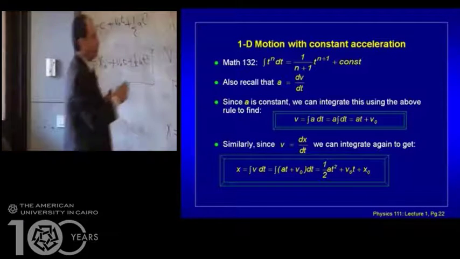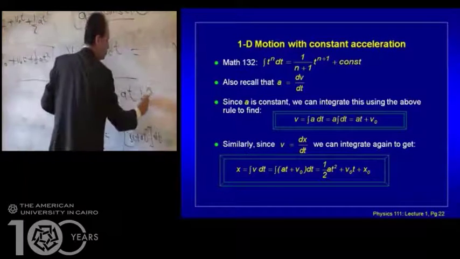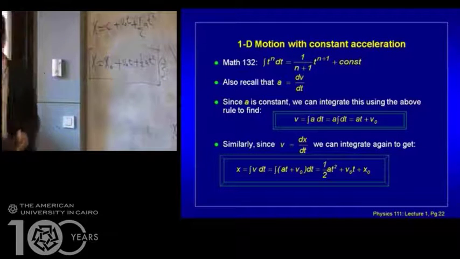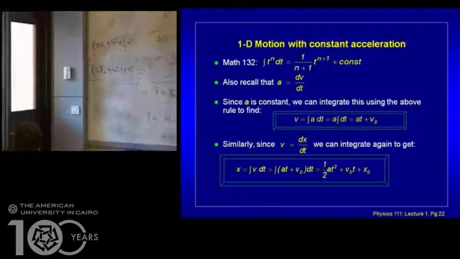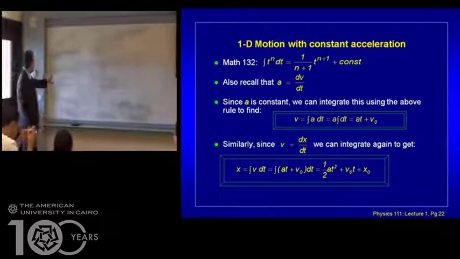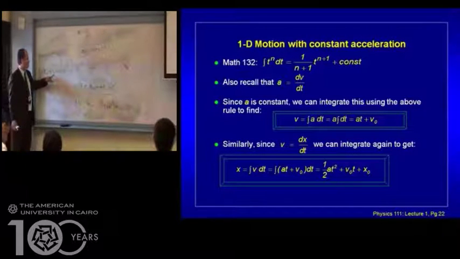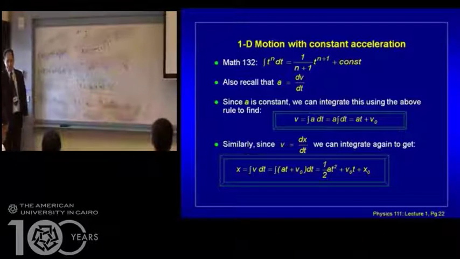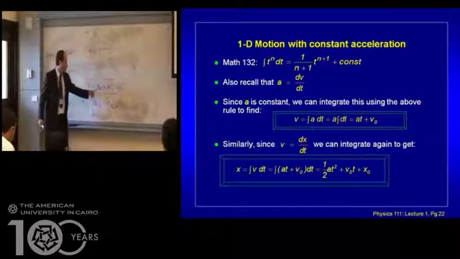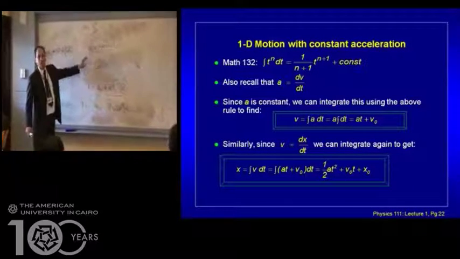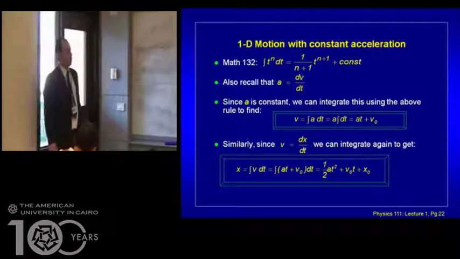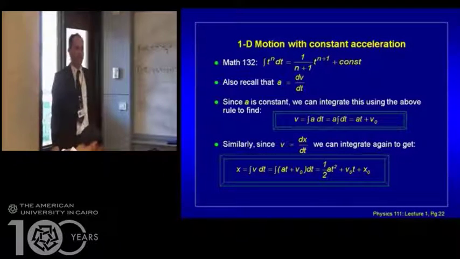Look at those three equations: 1, 2, and 3. Look at them. Equation number 3 gives us the position if we know the initial position, the initial velocity, the time, and the acceleration. The second equation gives us the velocity at any time t, knowing v0 and a. The third equation gives us the acceleration. Those three equations, we call them the kinematic equations.